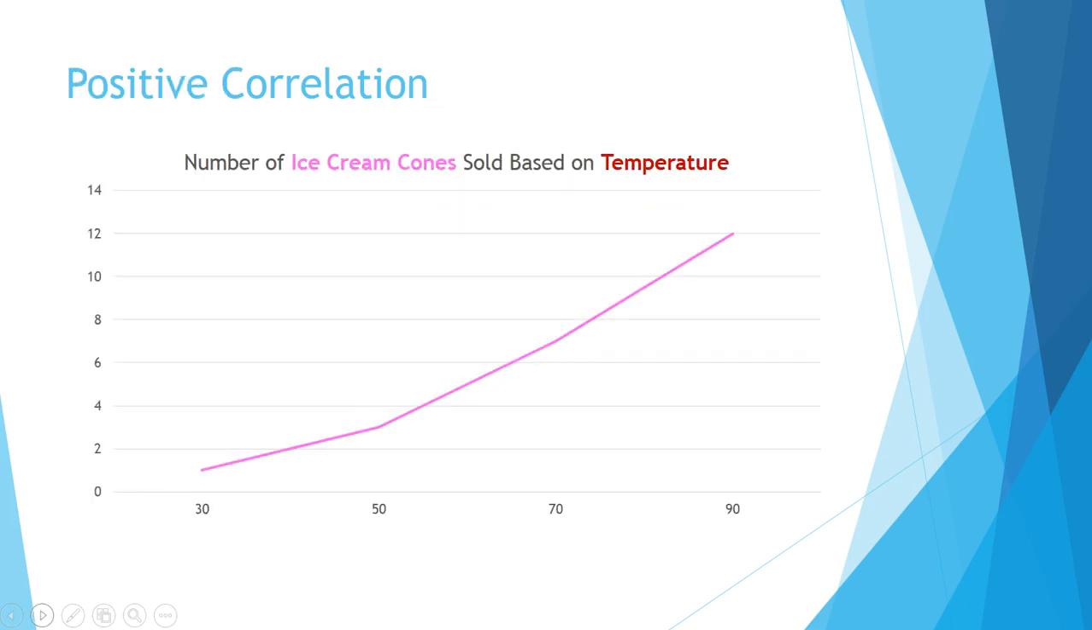First, you have a positive correlation. In this positive correlation, you can see that as temperature increases, so does the number of ice cream cones that are sold. So when it's 30 degrees, they only sell one ice cream cone. When it's 50 degrees, they sold 3 ice cream cones. At 70 degrees, they sold 7 ice cream cones, and at 90 degrees, they sold 12 ice cream cones. That's a real clear positive correlation.